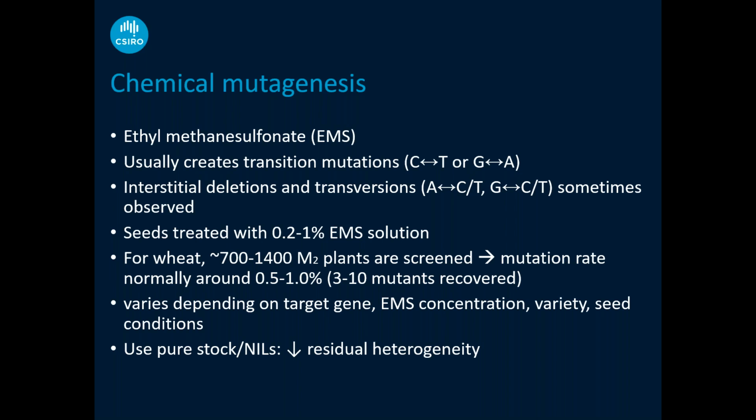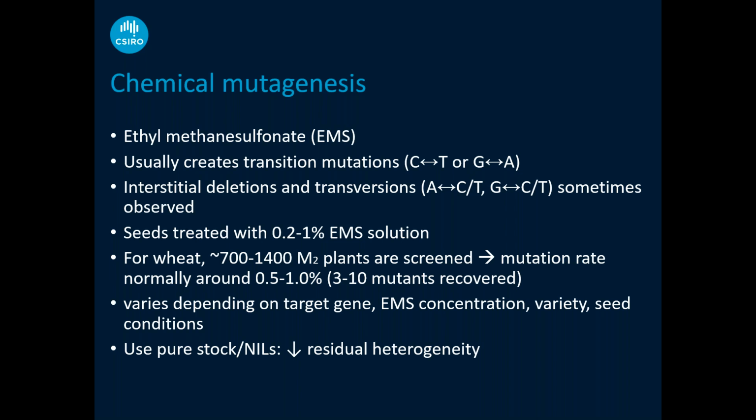Usually a kill curve analysis is performed first to find the optimal concentration that will cause 50% mortality. Usually around 0.5 to 0.6 is the standard used. For wheat, usually 700 to 1400 M2 plants are screened with a mutation rate normally around 0.5 to 1%. This leads to the recovery of 3 to 10 mutants. However, this can vary depending on the target gene, the EMS concentration, variety, and seed conditions.